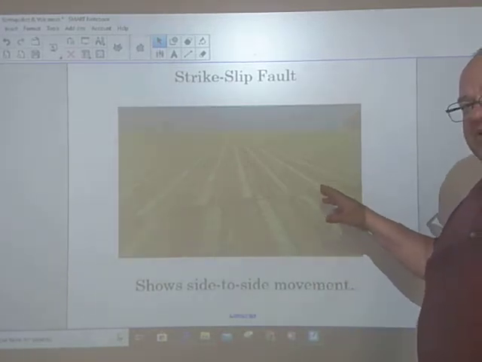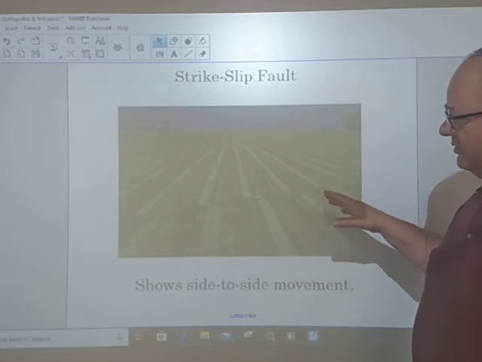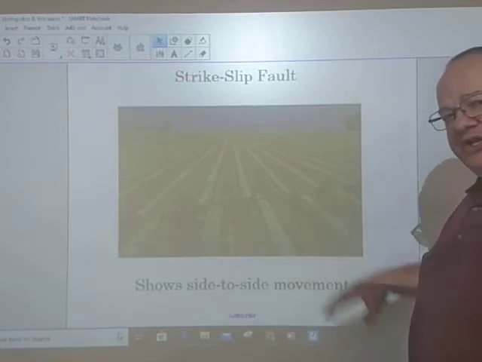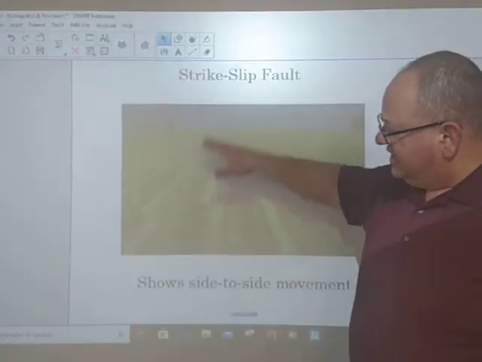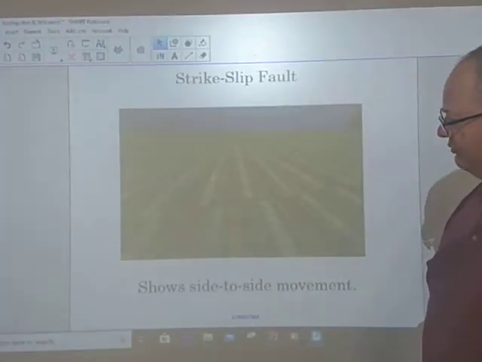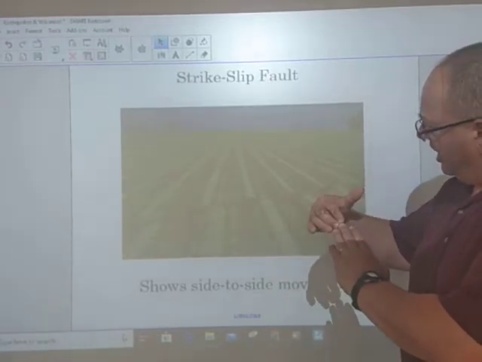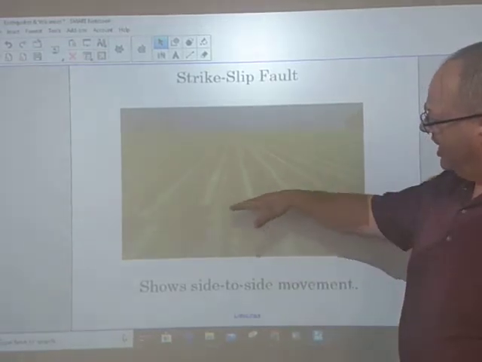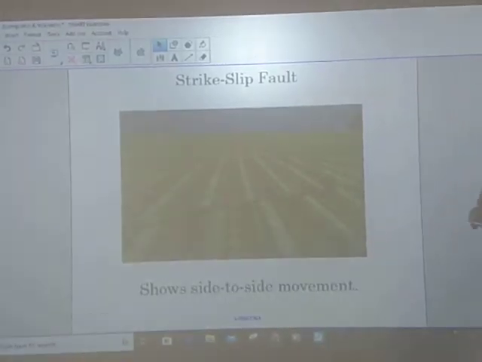Either something geologic happened here, or we've got a farmer who's really doing some strange things in their field. It looks like this field was all seeded, nice, straight rows, and the earth cracked and moved. We had mostly horizontal movement. That looks like evidence of a strike-slip fault.